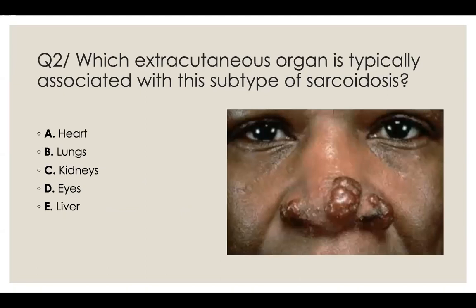We go to the second question. Which extracutaneous organ is typically associated with this subtype of sarcoidosis? No answer? Any other choices?